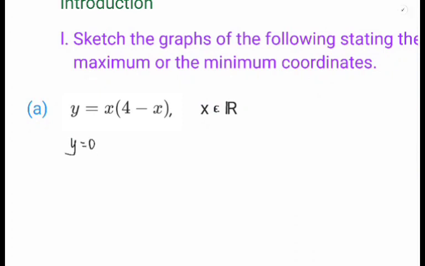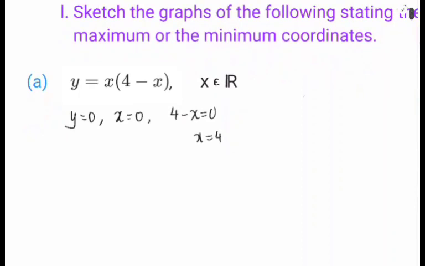So when y equals 0, your x equals 0, or your 4 minus x equals 0, so your x is equal to 4. Now these are the two coordinates where it cuts the x-axis, right?